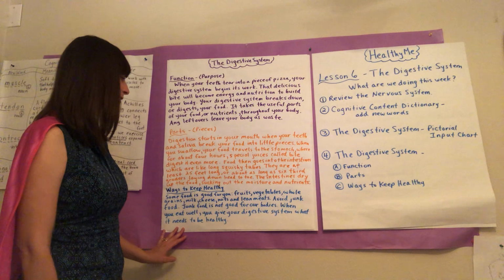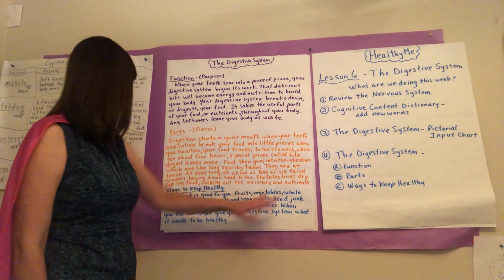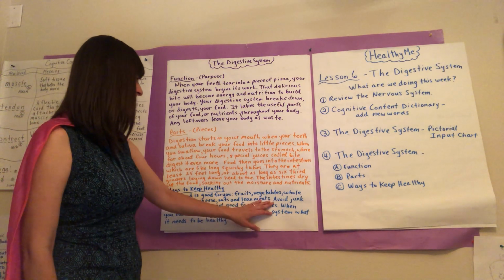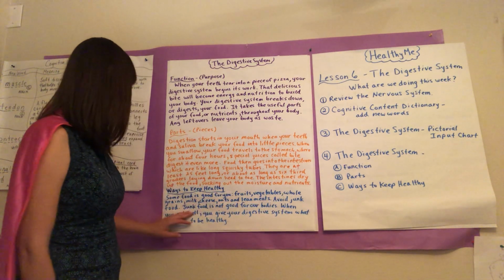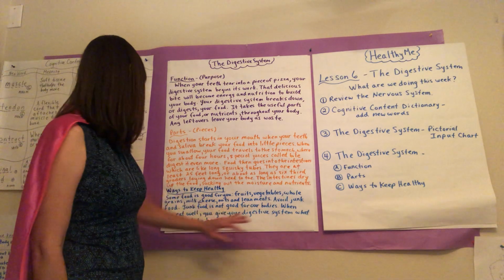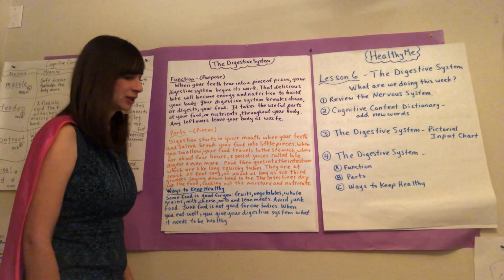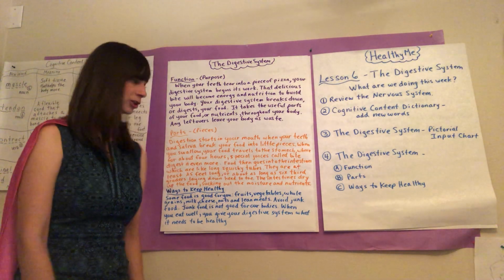Some food is good for you: fruits, vegetables, whole grains, milk, cheese, nuts, and lean meats. Avoid junk food. Junk food is not good for our bodies. When you eat well, you give your digestive system what it needs to be healthy. So let's just quickly talk about junk food.